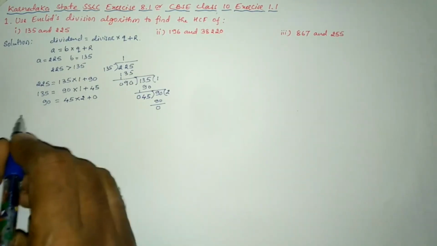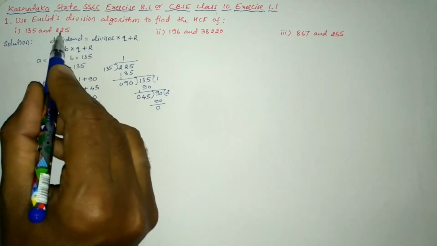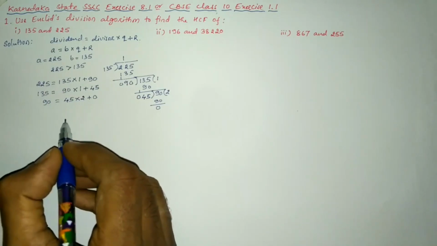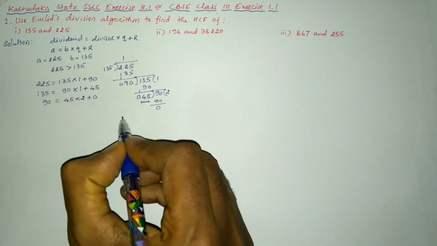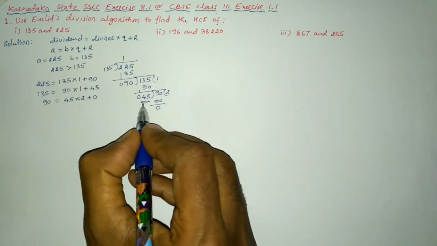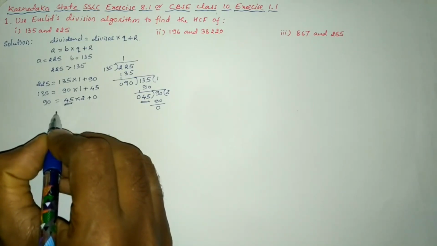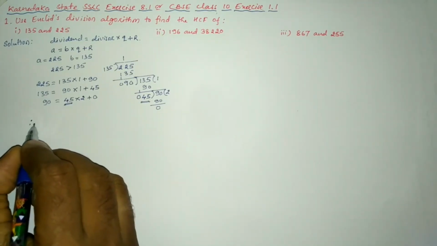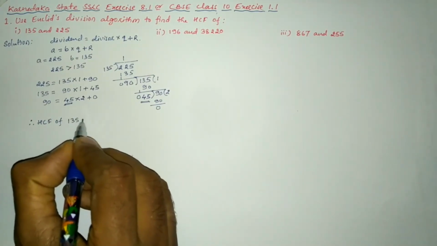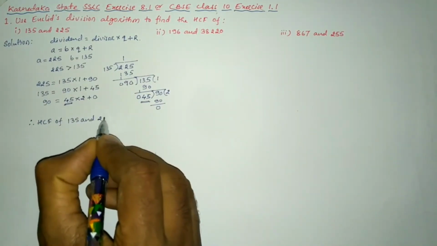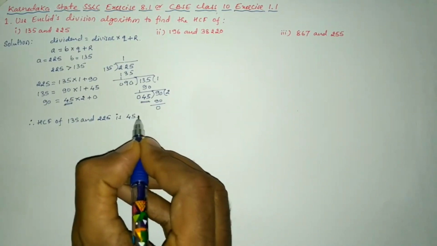Here we'll write the HCF of numbers 135 and 225 gives us 45, because the last divisor we get is the HCF of the given numbers. Here this 45 is the HCF. Therefore we can write HCF of 135 and 225 is 45.